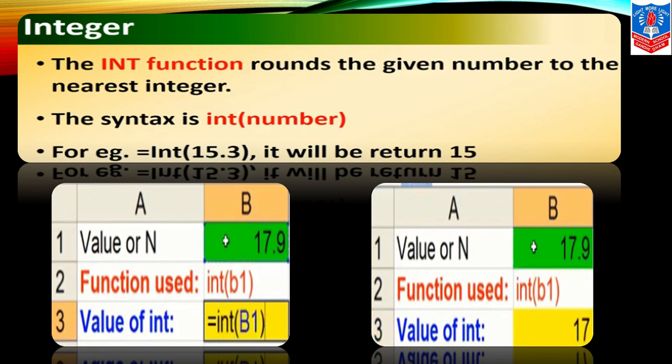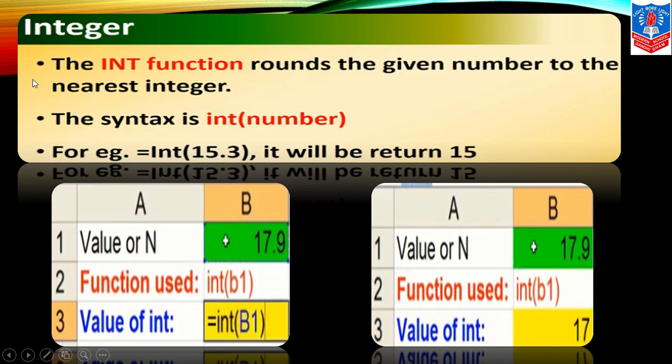Next function is integer. The INT function rounds the given number down to the nearest integer. The syntax is INT(number). For example, =INT(15.3) will return 15. What did we see in the integer function? Integer is the round value, children. It's not the decimal value. It converts the decimal value, the number with decimal digits, into a round digit. That is called an integer.